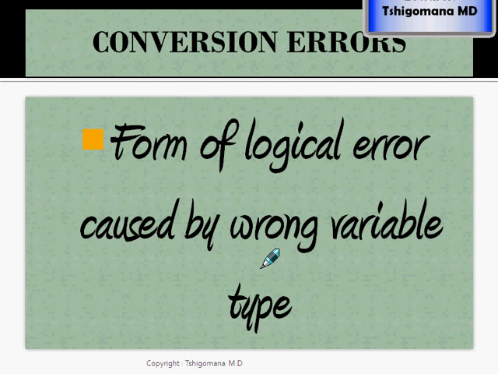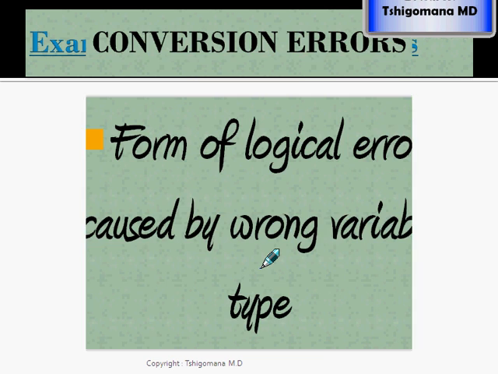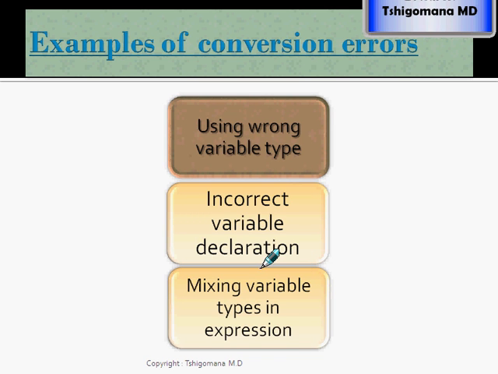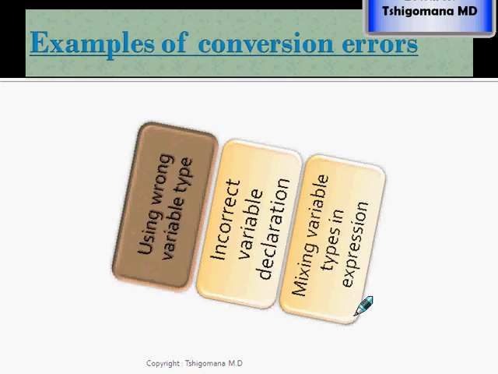Let us look at conversion errors. This is a form of logical error caused by wrong variable type. The following are examples of conversion errors: using the wrong variable type, incorrect variable declaration, mixing variable types in an expression.